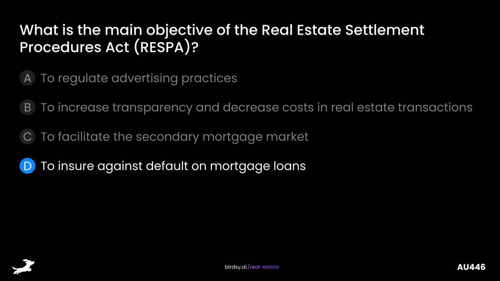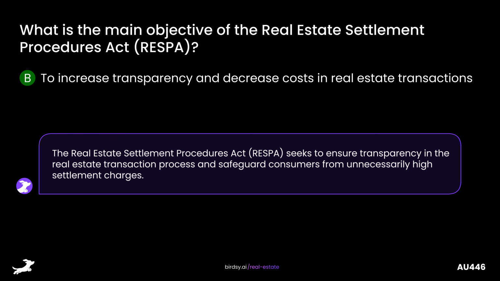Or D, to ensure against default on mortgage loans? The answer is B, to increase transparency and decrease costs in real estate transactions. The Real Estate Settlement Procedures Act, RESPA, seeks to ensure transparency in the real estate transaction process and safeguard consumers from unnecessarily high settlement charges.